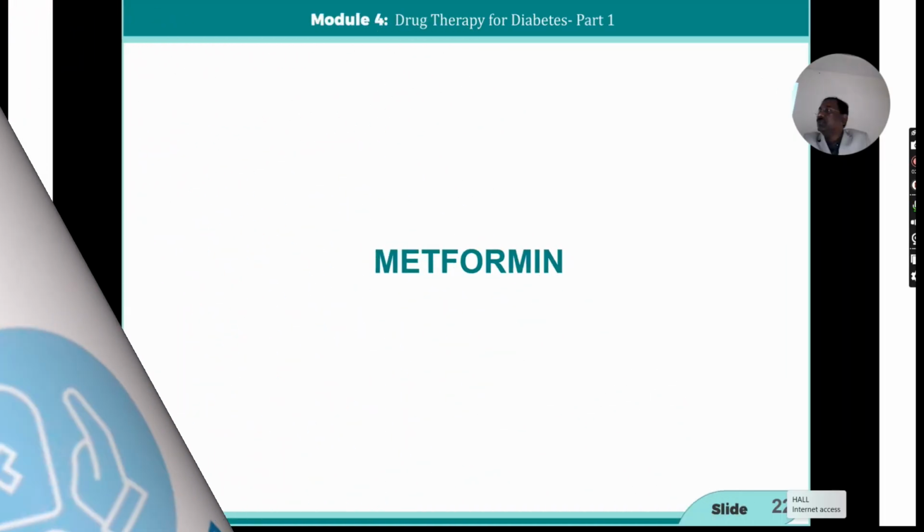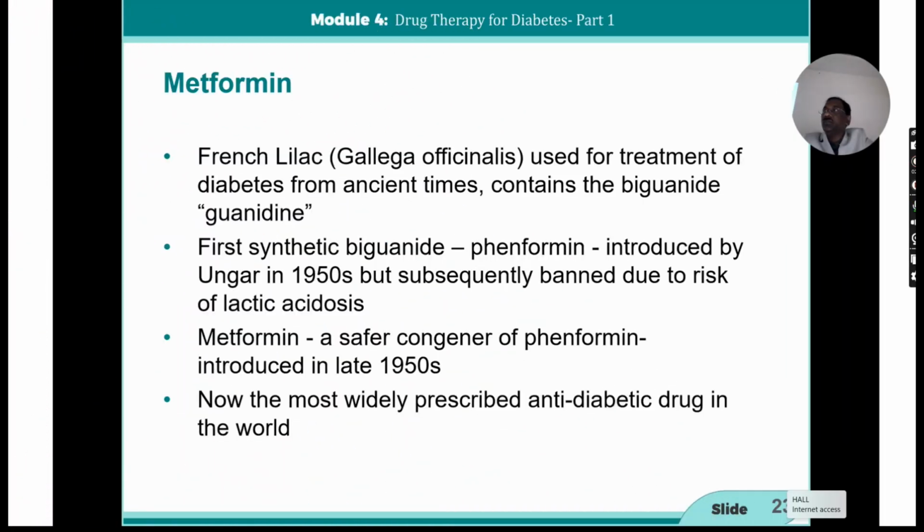So Metformin. This is the French lilac, used for the treatment of diabetes from ancient times, containing the biguanide, guanidine. The first synthetic biguanide, Phenformin, came in the 50s, but was subsequently banned due to the risk of lactic acidosis. Metformin is a safer congener of Phenformin, introduced in the late 50s. Now the most widely prescribed anti-diabetic drug in the world.